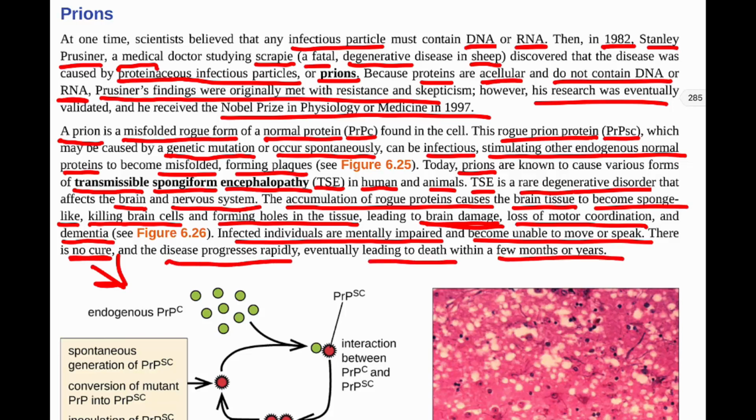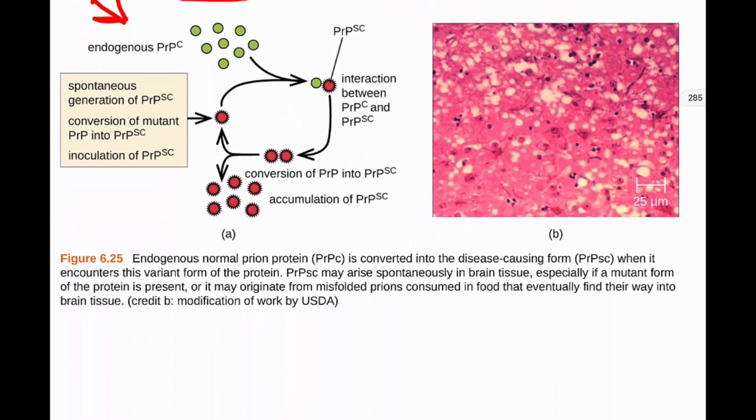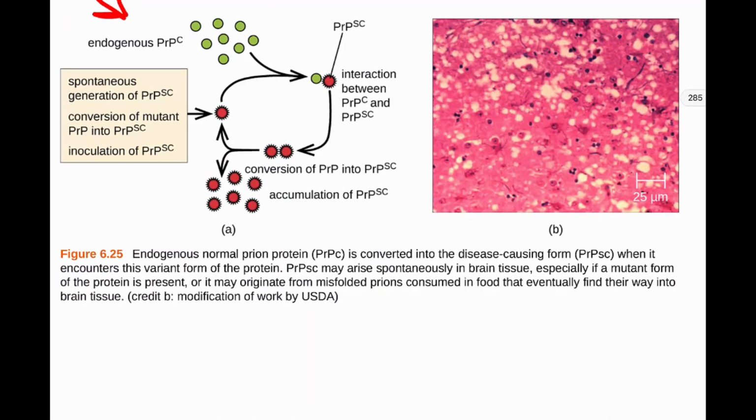Because as you can imagine, if we just keep making more and more holes in our brain, then eventually the body can no longer function, and then the whole thing shuts down. So here's an illustration of that here on the A side. We have our regular endogenous protein, the PrPC, just a regular protein. And then when it comes into contact with one of these infectious rogue proteins, a prion protein, then it's going to cause this protein to misfold.